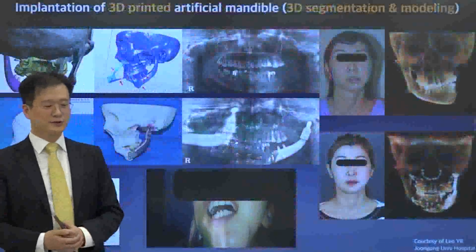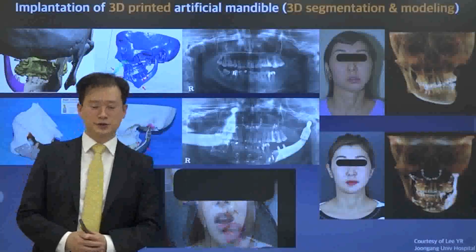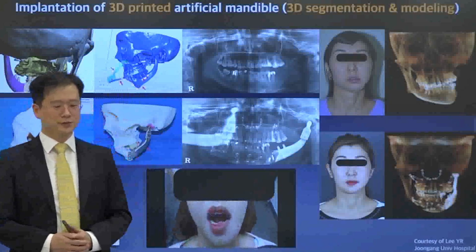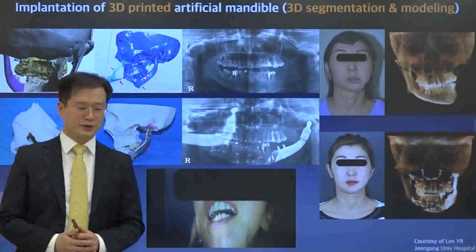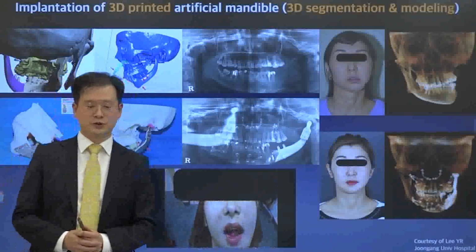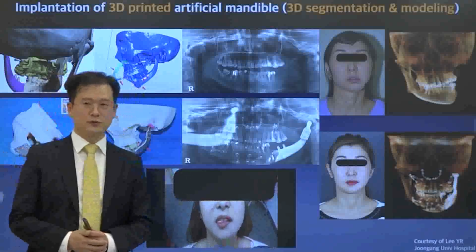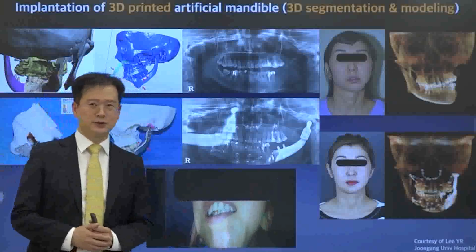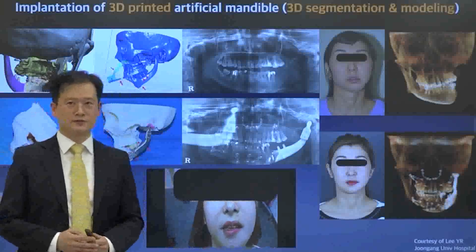A patient with severe asymmetry from inadequate reconstruction after tumor removal came into the clinic. Three-dimensional images of the skull were extracted by 3D segmentation software, and the left mandible body, ramus, and joint were 3D modeled. An oral surgeon, who is one of my friends, and I could design and implant a new artificial mandible using the segmentation and modeling process.